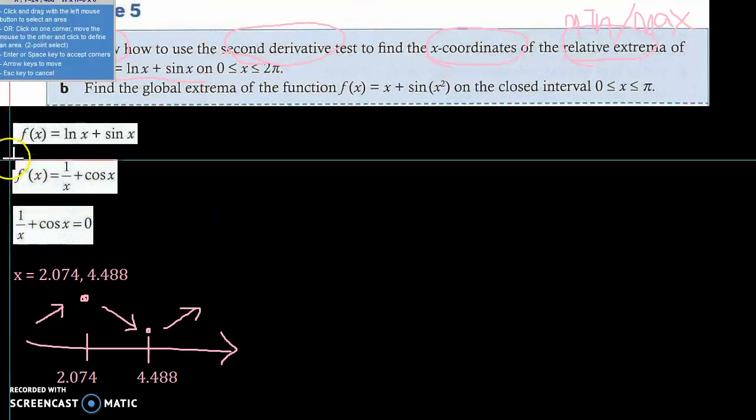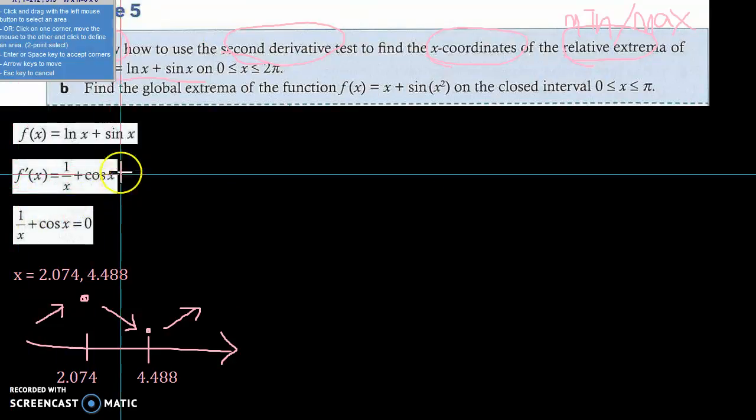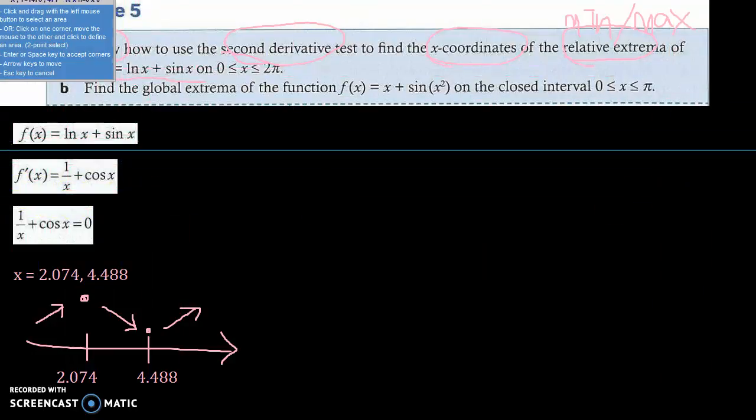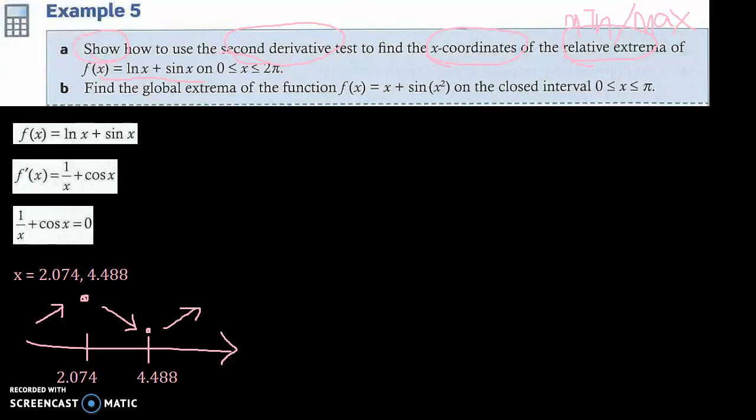If I want to use the second derivative test, I will have to differentiate my first derivative. From my f prime, I can figure out my f double prime. When I differentiate 1 over x, I'll get negative 1 over x squared. And when I differentiate cos x, I will get negative sin x. So here is my second derivative.